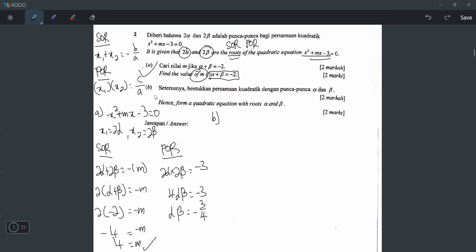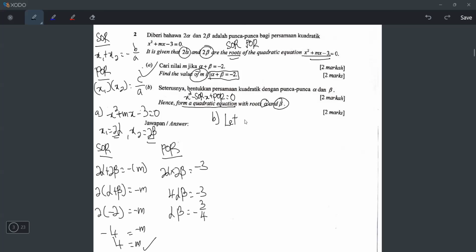Okay, let's look at B now. For B, they say form an equation. The moment you see the words form an equation, you should immediately think about this formula: x squared minus SOR x plus POR equals 0. But you cannot use the SOR and POR from earlier, because this equation you are forming has another pair of roots, which is alpha and beta. The SOR and POR you did just now had roots 2 alpha and 2 beta. It's not even the same equation you're talking about. It's a new equation, another equation.